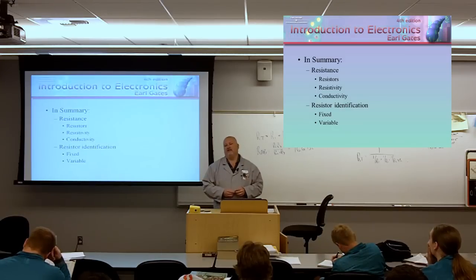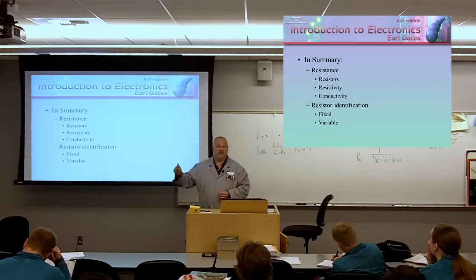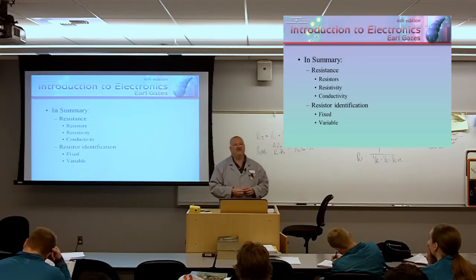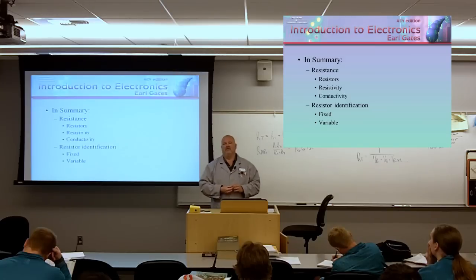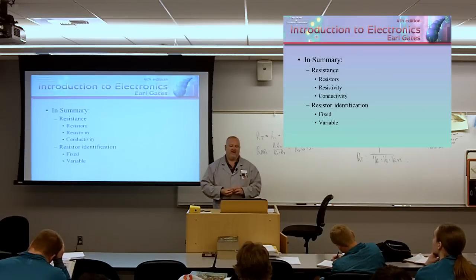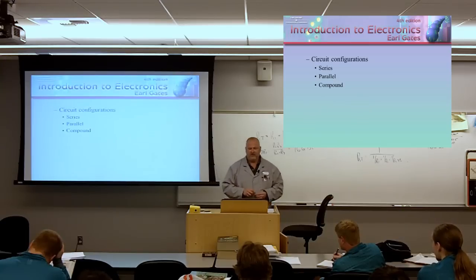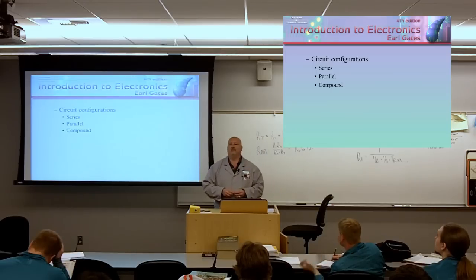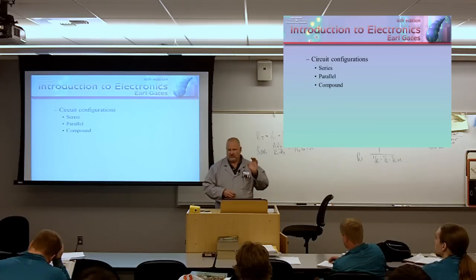Resistivity, that property that we compare the resistivity of everything to that of silver. Silver, the best conductor found in nature. Conductivity, the reciprocal of resistance, measured in mhos, or typically millimhos. Resistor identification for fixed values and variable values. We talked about fixed resistors, and variable resistors that can be configured as potentiometers if they're used to control voltage, rheostats if they're used to control current.